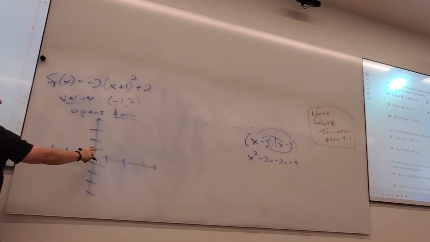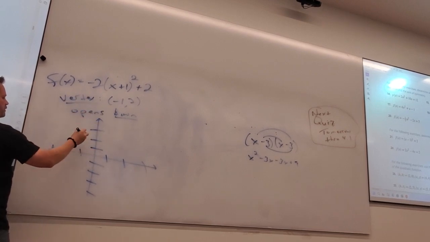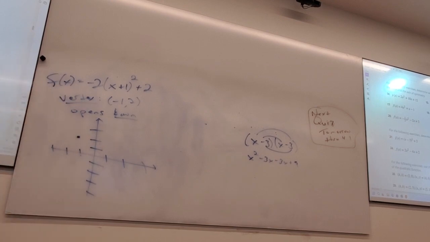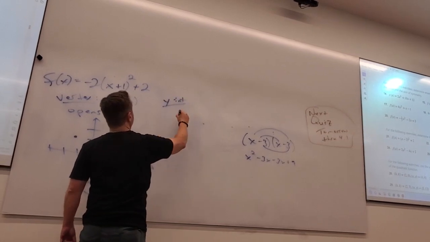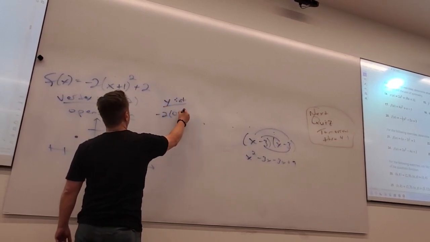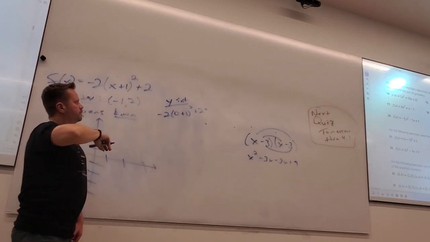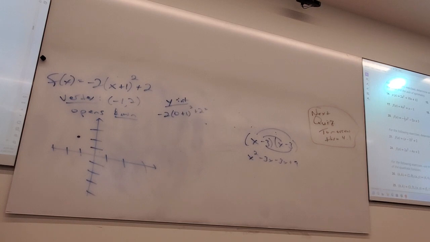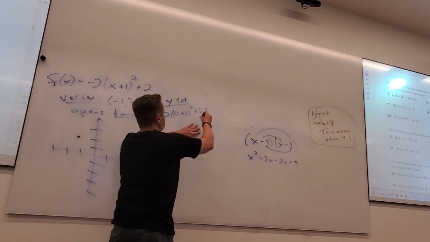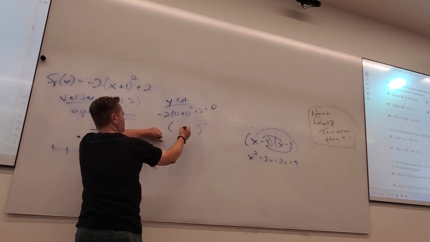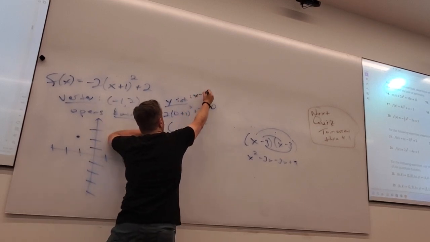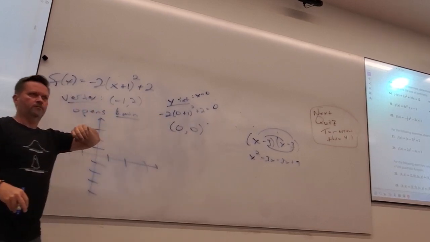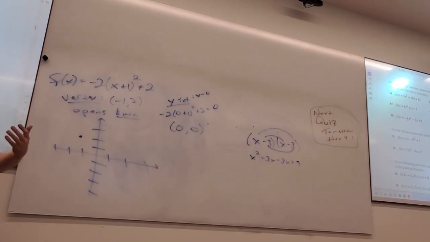So obviously I plot the vertex first, not a bad place to start, negative 1, 2. What other point can we figure out? Y-intercept. How do I find the y-intercept? Make x 0. So we got negative 2 times 0 plus 1 squared plus 2. This one's kind of nice. Negative 2 plus 2 is 0. So the y-intercept is 0. We made x 0, and we got y 0. So I made x 0 and I got y 0, so that's 0, 0.